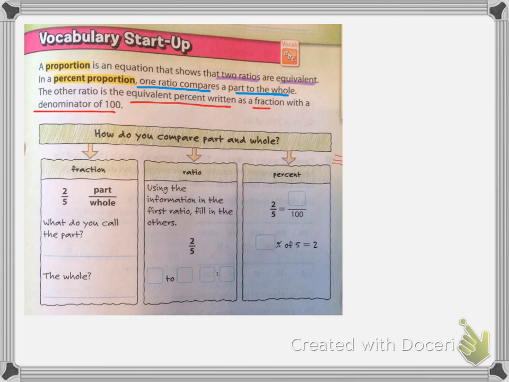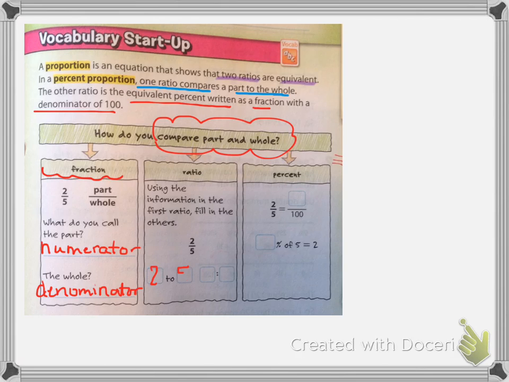With the fraction, it shows you that you have 2/5 or 2 out of 5. So that's part to whole. And what do you call the part? This part on top that they're talking about, they're asking you about the numerator. So you want to go ahead and put numerator there. And then it says, what about the whole? What do you call the whole? And we should know that that's the denominator.